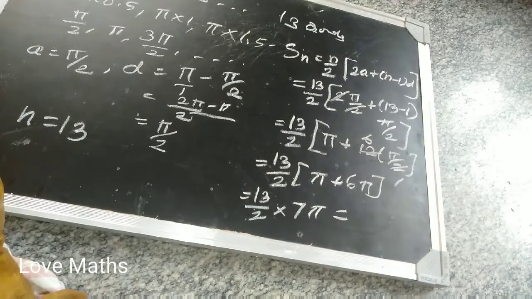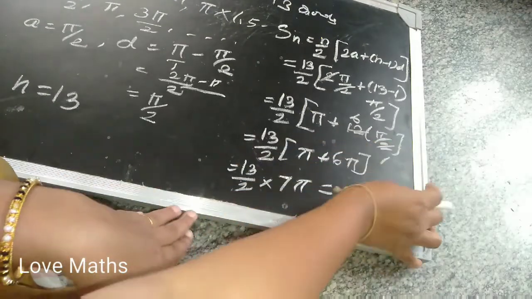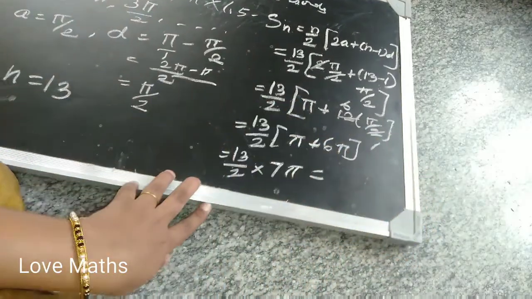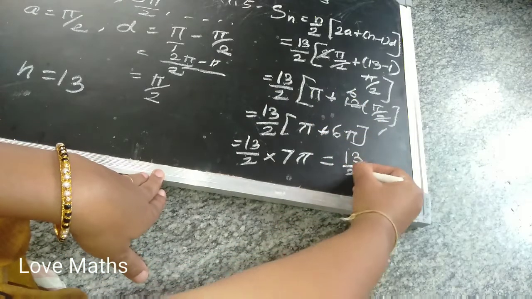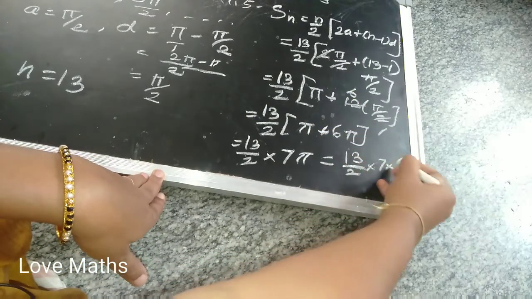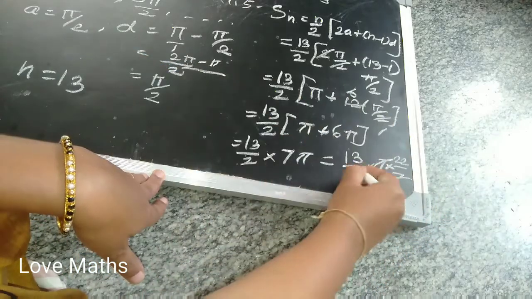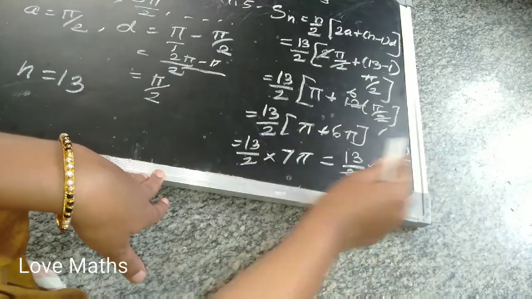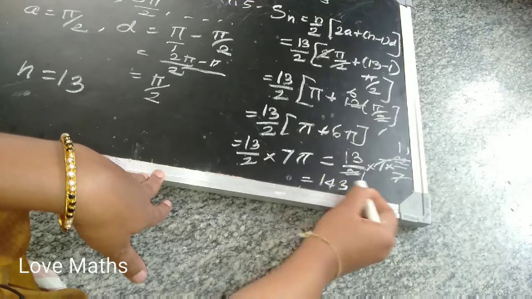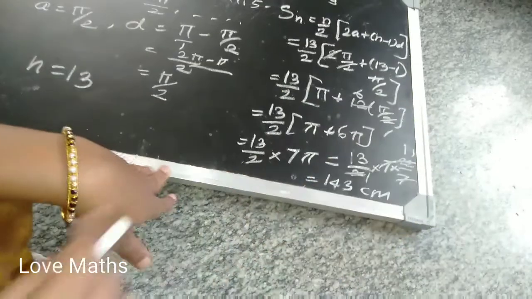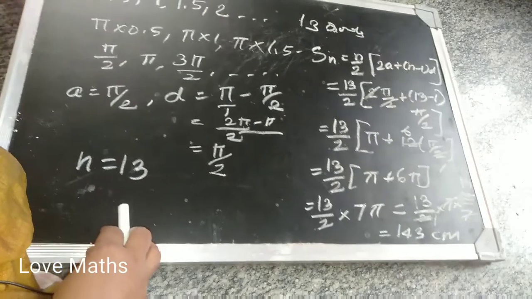The pi value in this question they have mentioned as 22 by 7, because the question also mentions it. So 13 by 2 into 7 into 22 by 7. This 7 and this 7 are cancelled. 1 2 is 2, 11. Now 13 into 11 is 143. The units are given in centimeters, so the total is 143 centimeters.